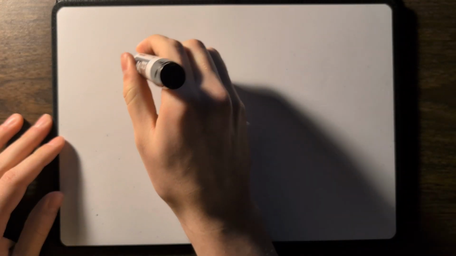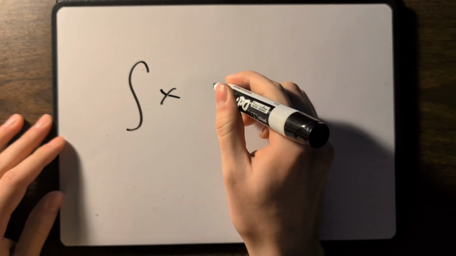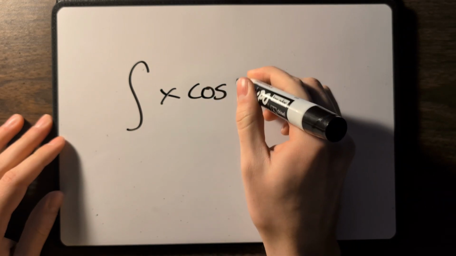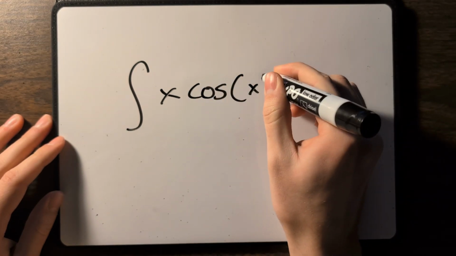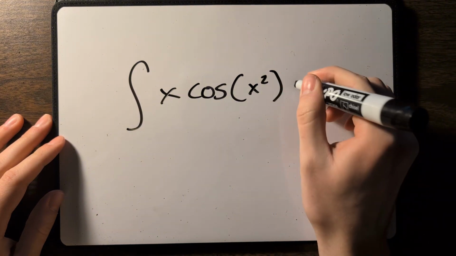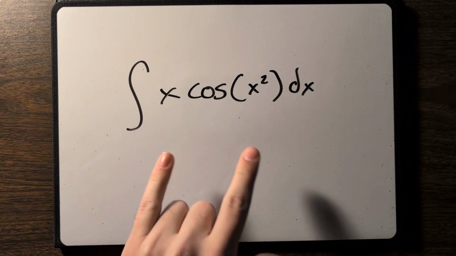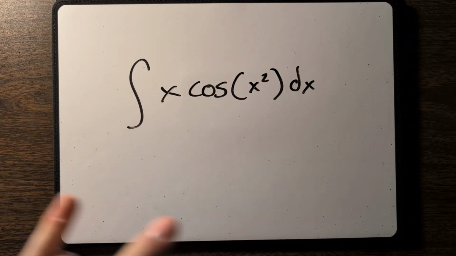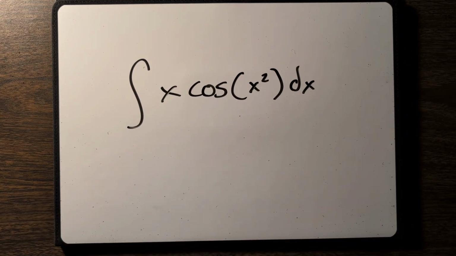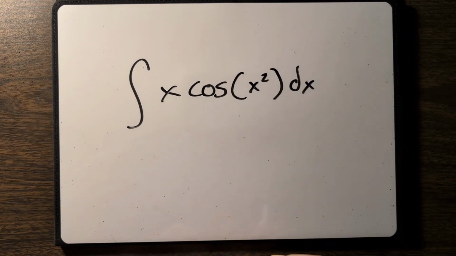Let's try x cosine of x squared dx. Okay, so try this on your own. When you get stuck, unpause the video, come back. Okay, hopefully you tried it.